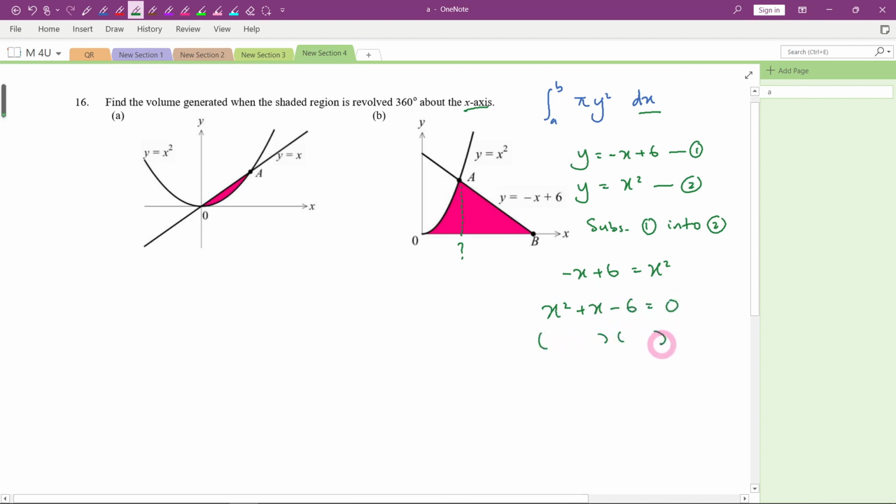Do some factorization over here. x, this is 3, 2. You can use your calculator to help you. x minus 2 is equal to 0, or x plus 3 is equal to 0. So x is equal to negative 3, x is equal to 2. Negative 3 is somewhere around here. That is another intersection point, but we are not looking for that point. What we want is 2. So now we know that this is 2.